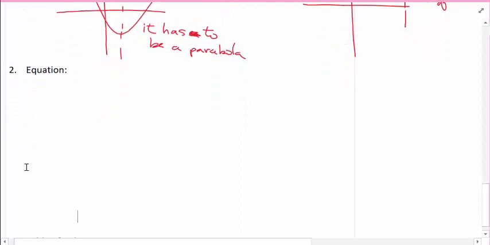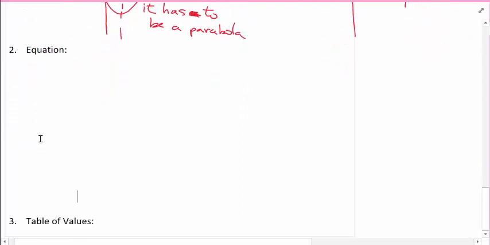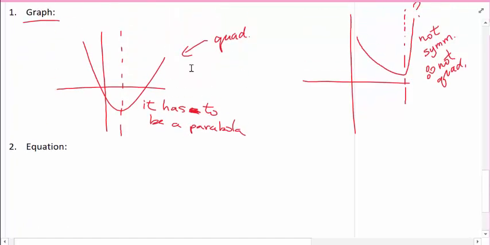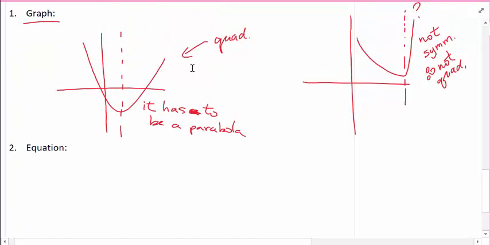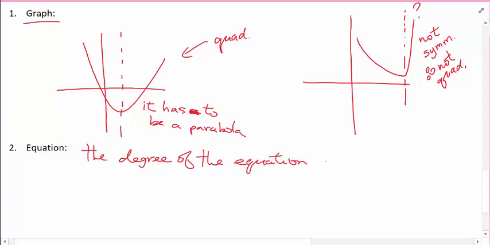All right, the equation. When we look at the equation, how can we tell it's quadratic? Let me just say that the degree of the equation has to be 2.